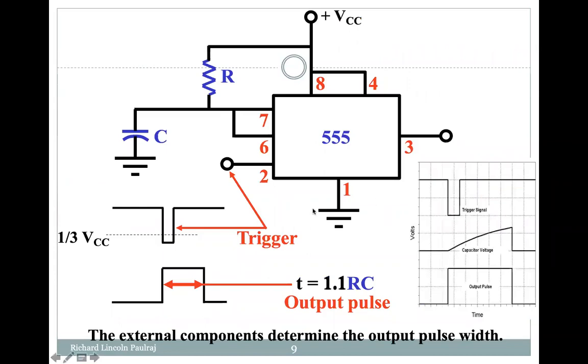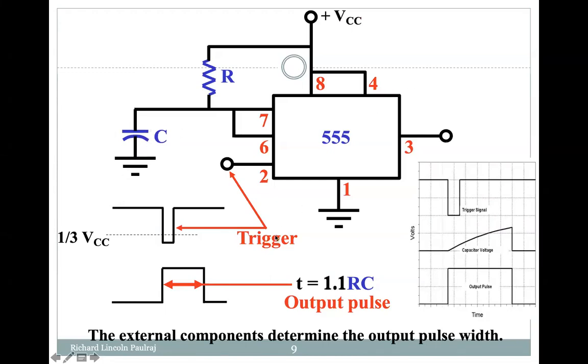Fine. Now we're going to look at it in the form of a block diagram. At pin 2 is where we're going to give this 1/3 of VCC. And pins 7 and 6 are both shorted and given to the capacitor, and this resistor gets connected to the ground via capacitor C.